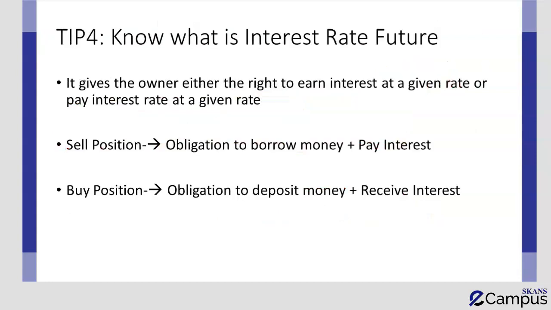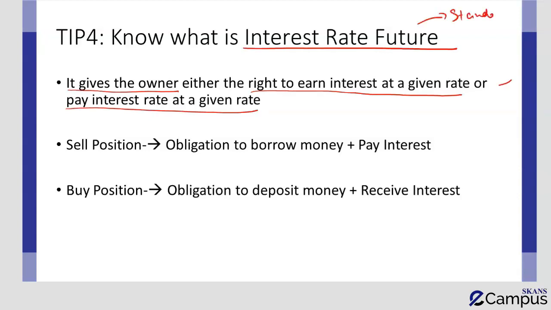So another way to hedge our interest rate risk, rather than entering an FRA agreement, is that we purchase or sell interest rate futures. So it is very important that you know what an interest rate future is. An interest rate future gives the owner either the right to earn interest at a given rate or to pay interest at a given rate. So this interest rate future is more standardized. It has a fixed contract size. So normally, let's suppose each future consists of a 500,000 pound contract. Something like that, but it is similar to an FRA agreement.